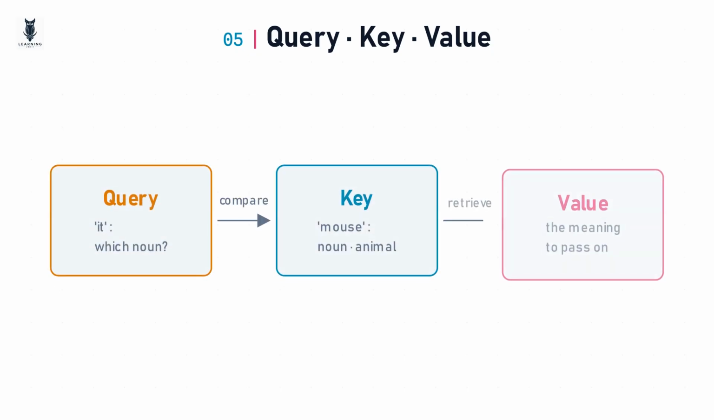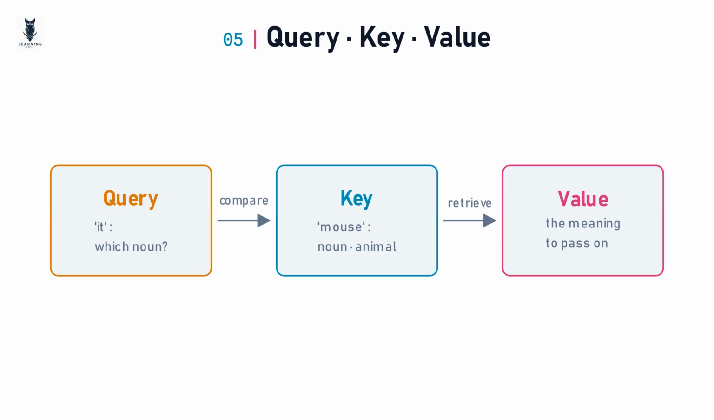Here's the intuition. Each word gets to ask a question to the rest of the sentence. The word "it" asks, which noun do I refer to? In the jargon, that's a query. In front, each other word shows a label, a key, describing what it offers. Mouse shows: I am a noun, an animal. The machine compares the query to each key and measures their match. The stronger the match, the higher the weight. Finally, each word carries a value, the information it passes on. Query, key, value, 3 roles, 1 mechanism.